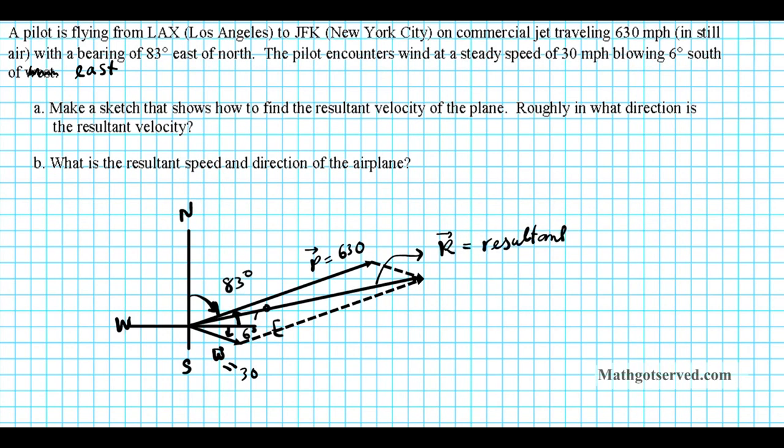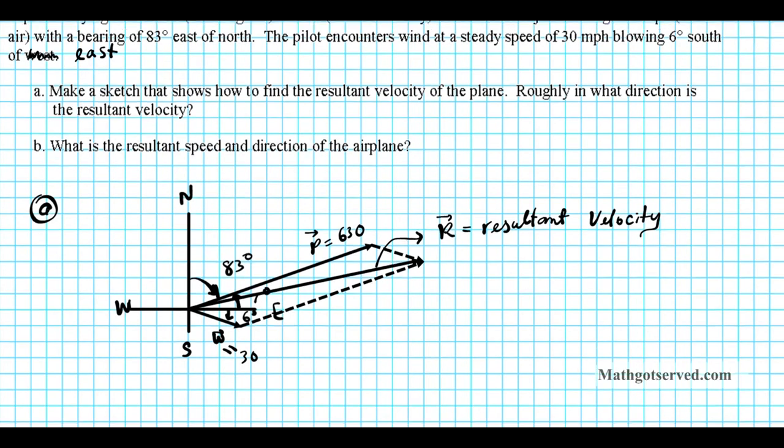Resultant velocity. Part A says to make a sketch and indicate what it looks like. So this is where it's going to be pointing, something like this. Now let's find the resultant speed and the direction. The magnitude of the resultant velocity will actually be our speed, since that's a scalar quantity. We also have to find the direction of this vector. So let's find the speed first.